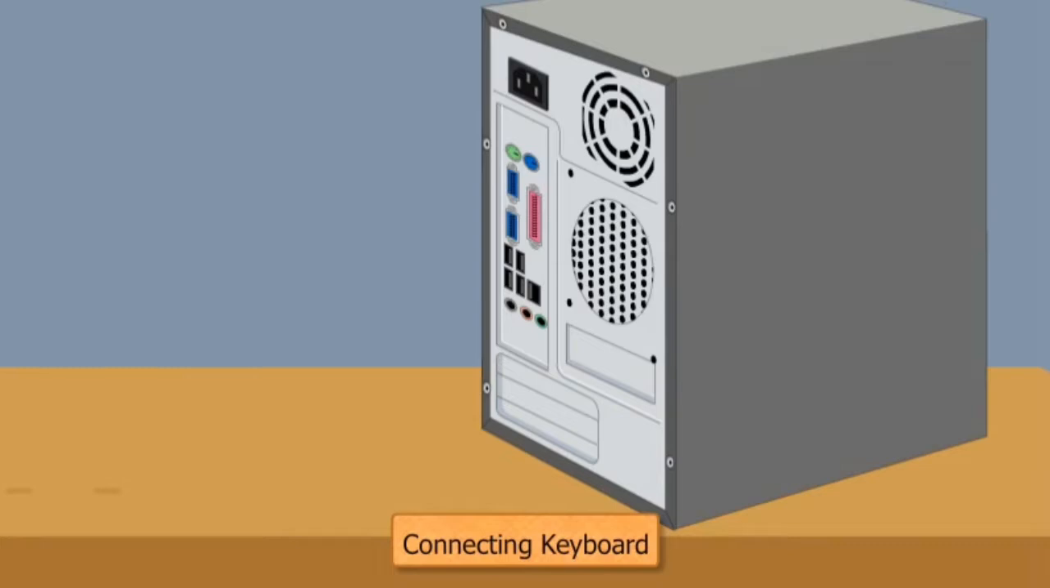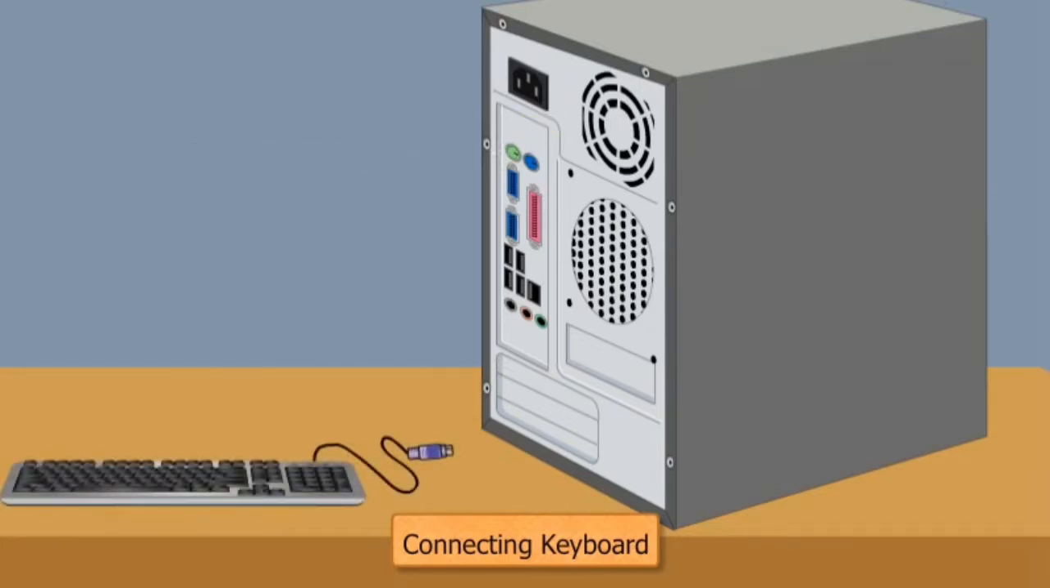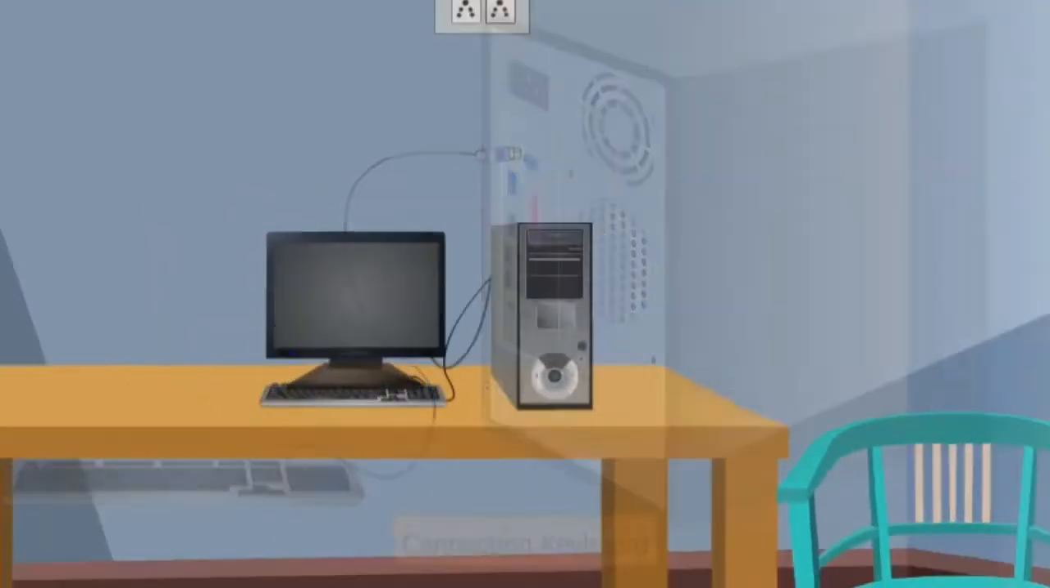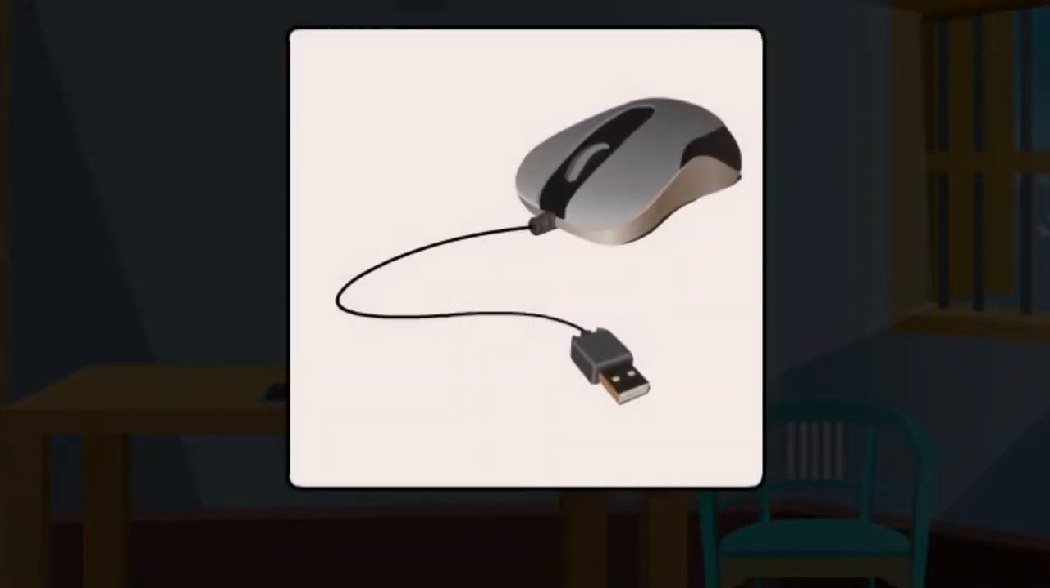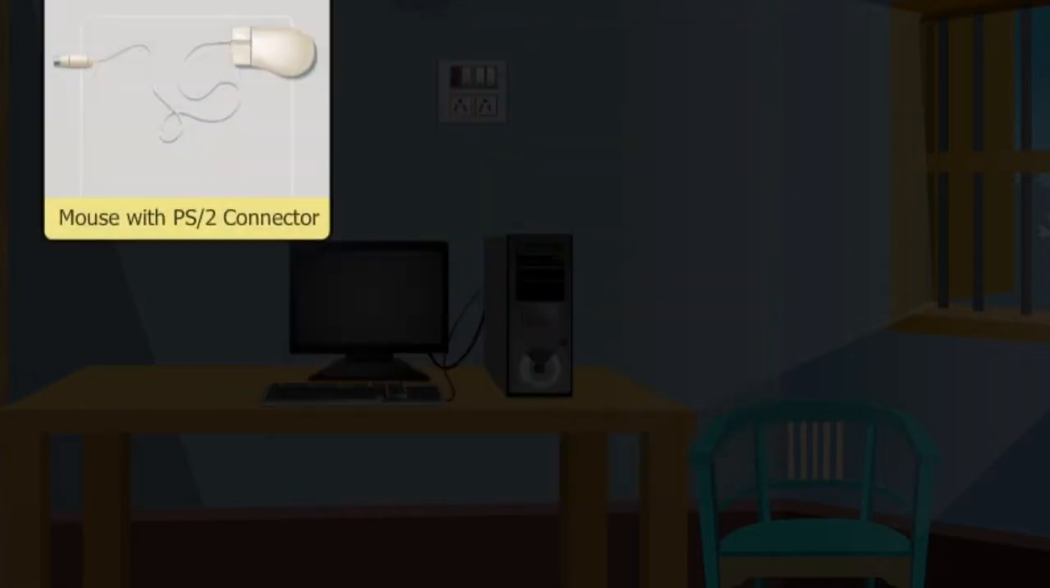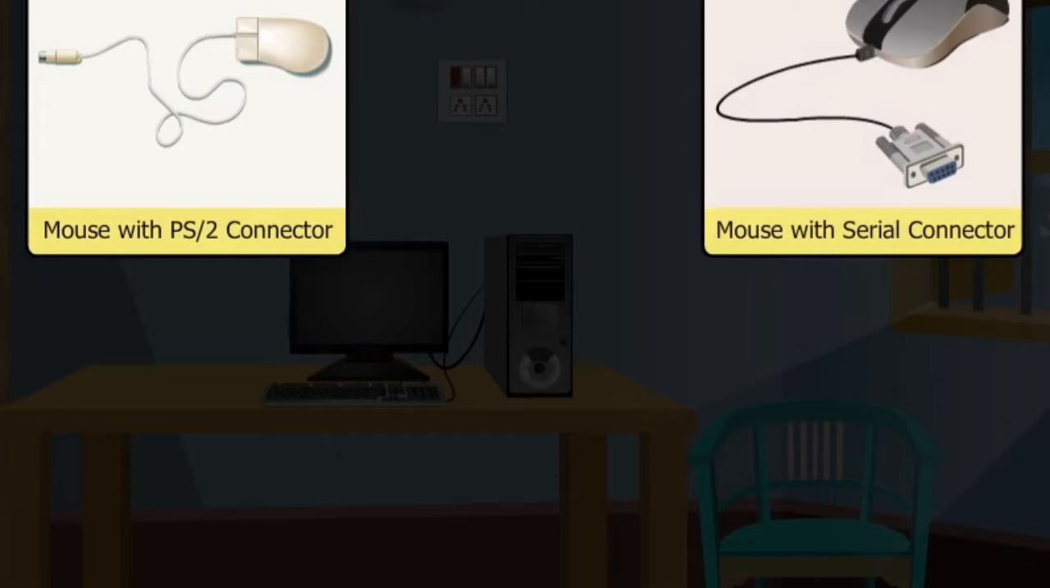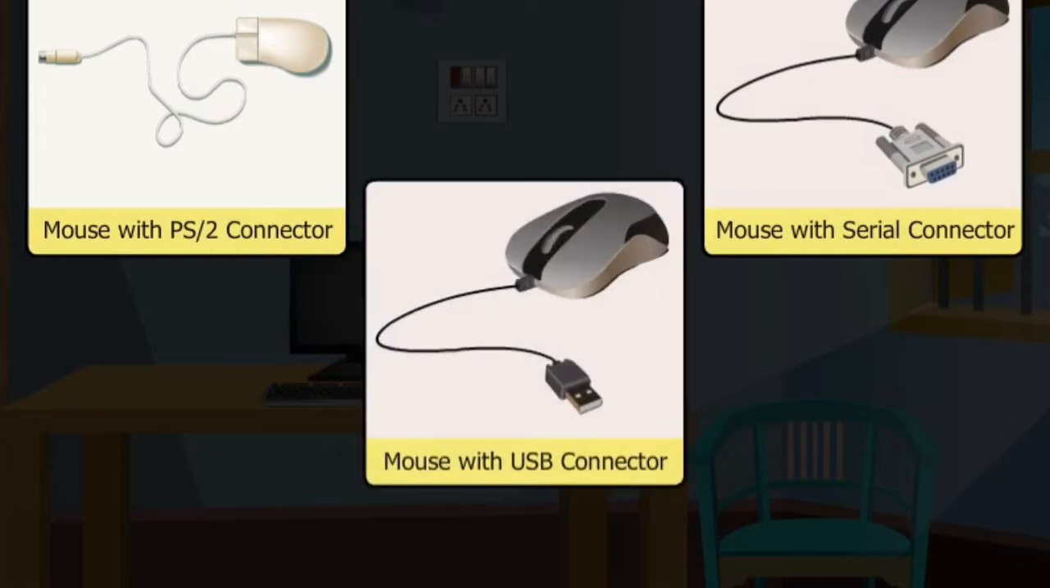A desktop computer keyboard often comes with a PS2 connector. Connect the keyboard using its port to the keyboard port in the system unit. After connecting the monitor and the keyboard, we need to connect the mouse. A mouse has three models of connectors. These are PS2, serial, and USB connector.